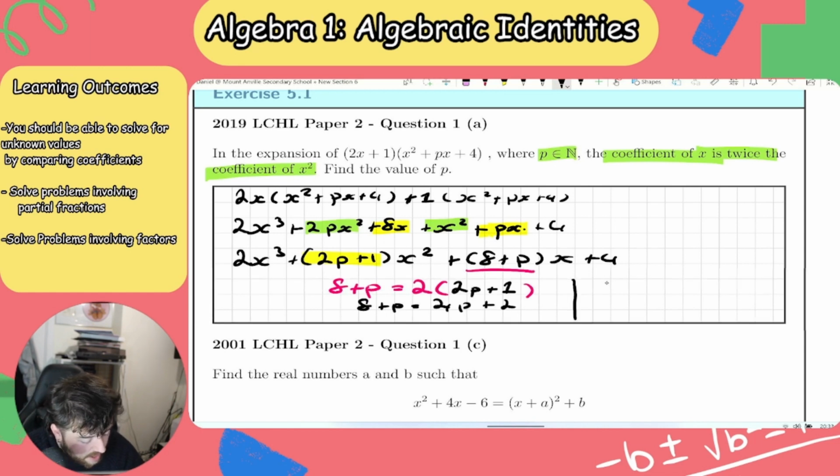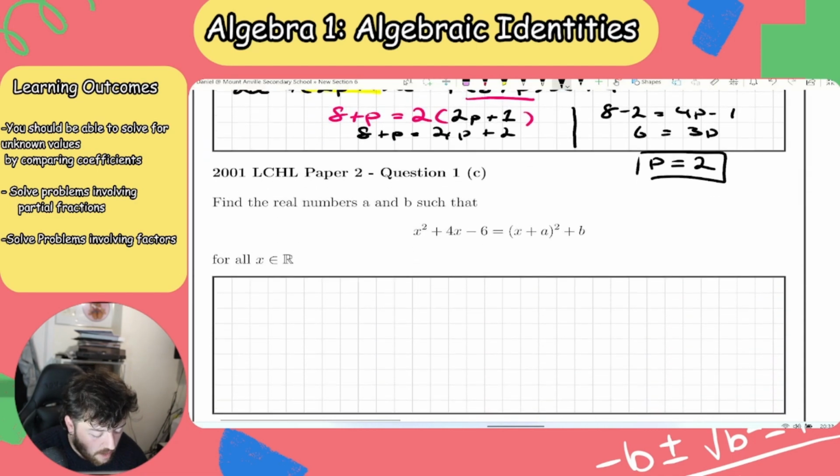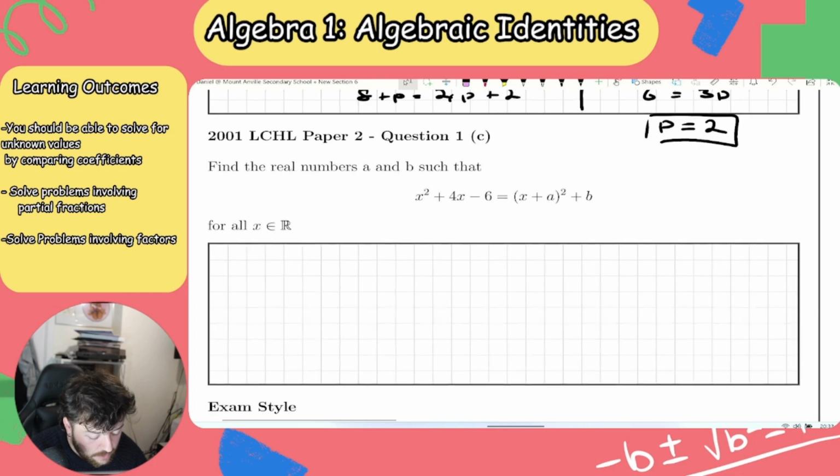And I'm going to have 8 minus 2 is equal to 4p minus 1. 6 is equal to 3p. I'm going to have p is equal to 2, and p is a natural number, so I know I'm right, and I can go and tick it off for myself. Let's look at this one here.